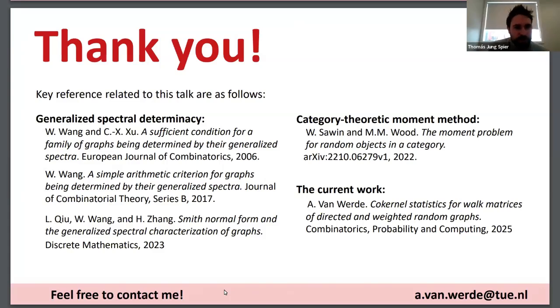Okay, thank you very much for the nice talk, Alexander. Are there any questions? I have a question. How does your method or the category theoretic method relate to the proof that almost all graphs are controllable, for example? In this case I see there is this arithmetic condition, but in almost all graphs are controllable, the rank of the walk matrix is full, right?